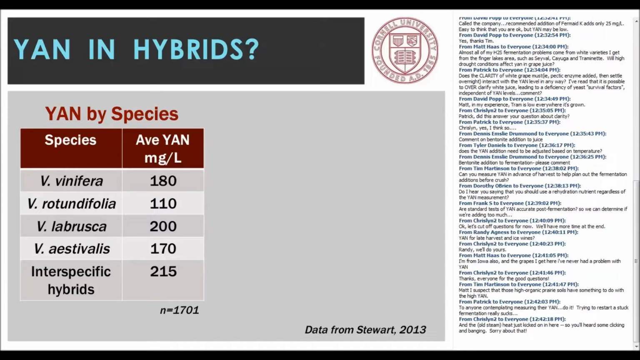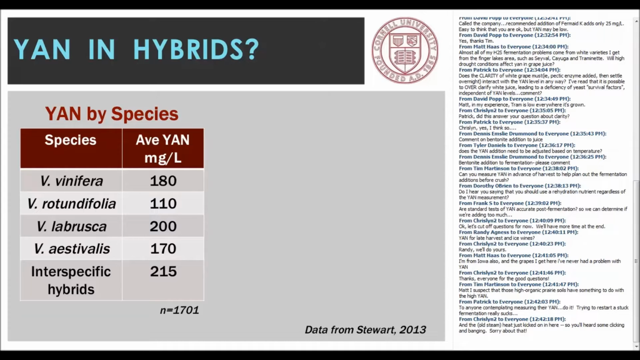Labrusca is generally higher. Those of you who are working primarily with Elmer Swenson hybrids, this Vitis labrusca number is probably going to be most relevant to you. In general, these species tend to have slightly higher YAN. That's going to vary by place, of course. The Vitis aestivalis, which is an ancestor grape often used for interspecific hybrids in the Midwest and here at Cornell, is a little bit lower, 170.